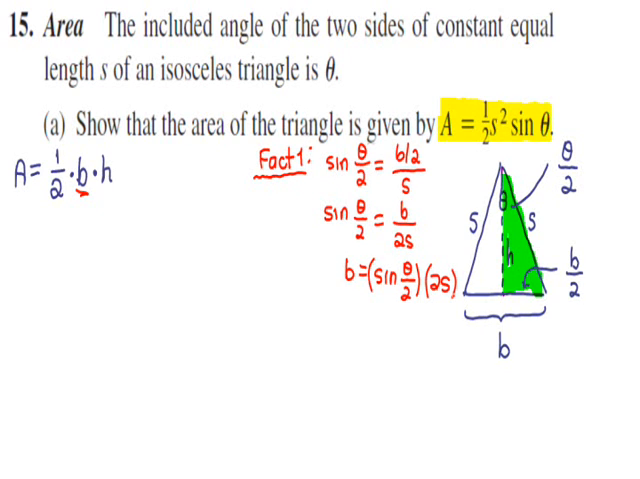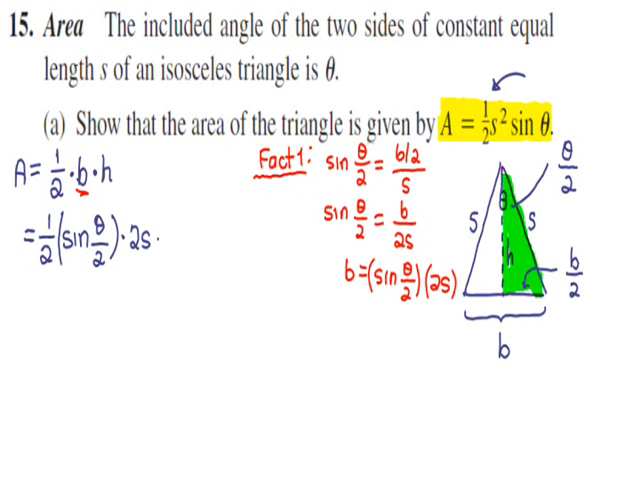So let's take the results of fact number one and rewrite our area equation, or at least part of it, by replacing b with the sine of theta over 2 times 2 times S. Now, I know that that doesn't look exactly like our destination right here, but we are getting close.